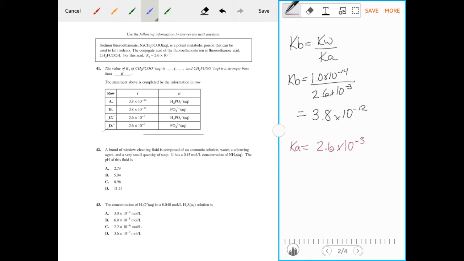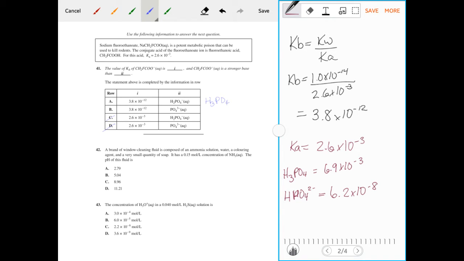I made a little mistake there. I need to find the Ka of my conjugate acid for H2PO4. So my conjugate acid would be H3PO4 with no charge. The Ka for H3PO4 is equal to 6.9 times 10 to the negative 3, and for my HPO4 2 minus, that's my 6.2 times 10 to the negative 8.